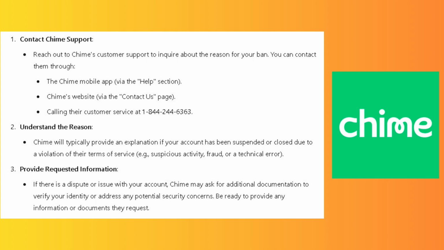Provide requested information. If there is a dispute or issue with your account, Chime may ask for additional documentation to prove your identity, address or any potential security concerns. Be ready to provide any information or documentation they may request.